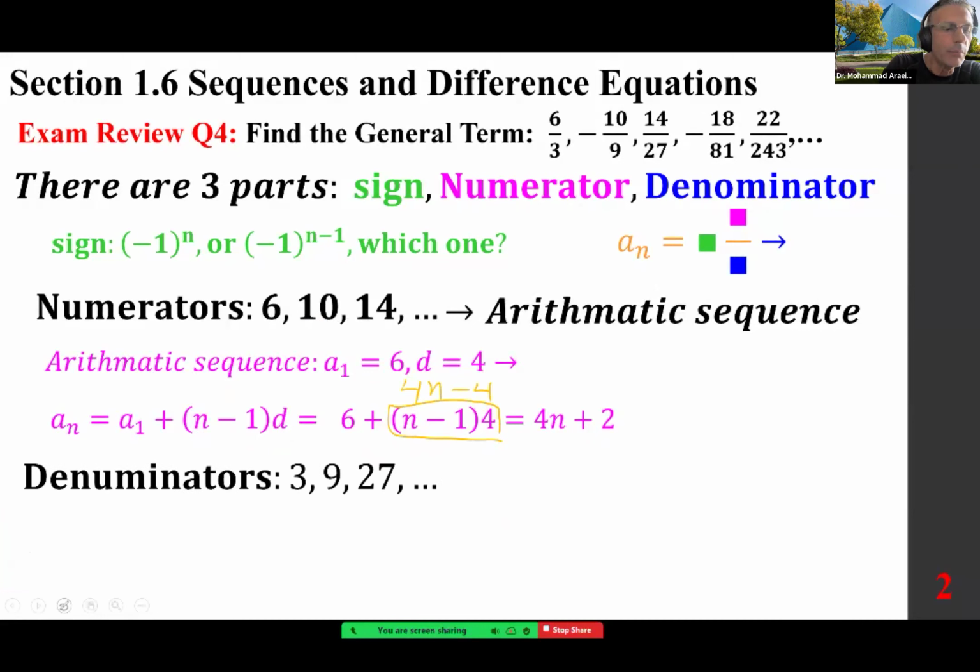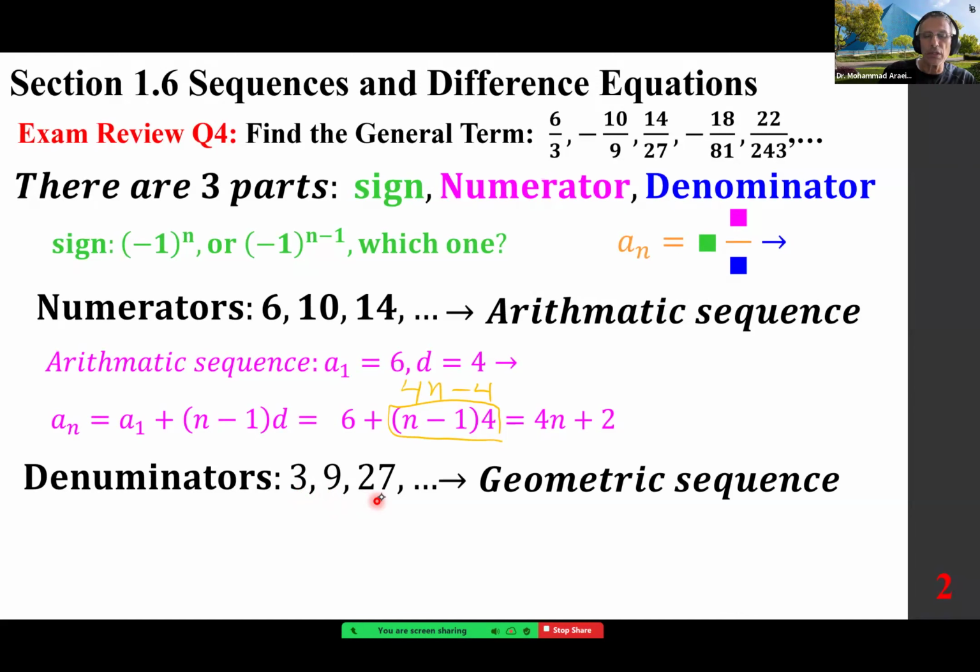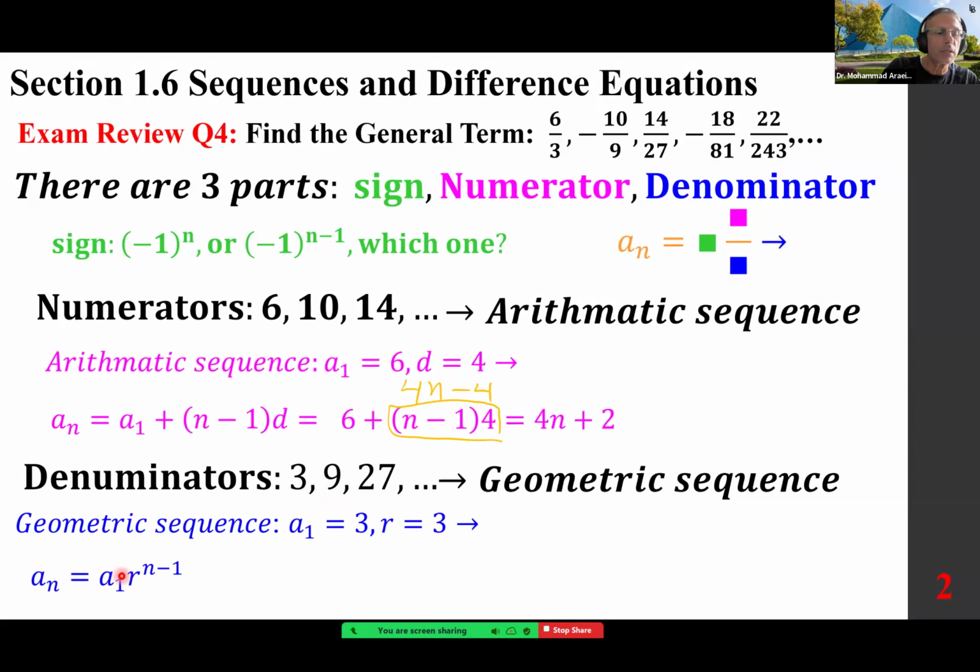We write the denominators, and we notice the first term is 3, and this is being multiplied by 3 to get 9, multiplied by 3 to get 27. It's a geometric sequence with the first term being 3 and r being 3. Therefore, a sub n is a sub 1 times r to the power of n minus 1. Replace a sub 1 with 3 and r with 3, and notice we use the product rule for exponentials. This is to the power of 1. If we add these two exponents, we get 3 to the power of n.